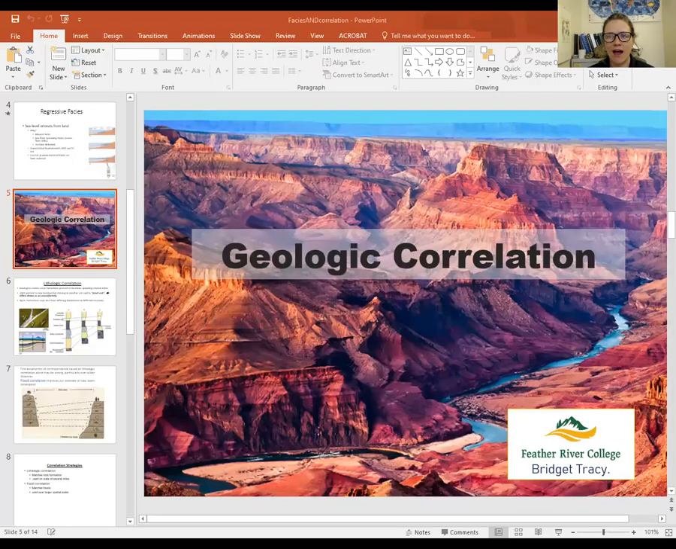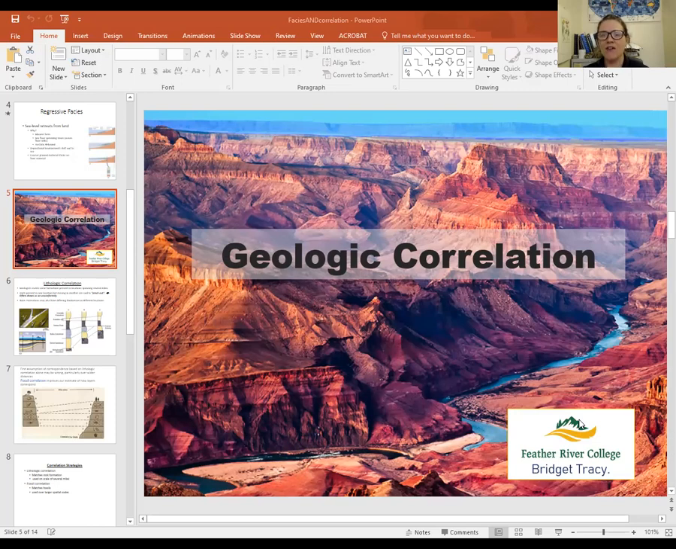Basically, the idea of correlation is figuring out how different layers are related to, or correlated with, layers that are in other areas. Sometimes we might have two layers that are right near each other that match, and so those are a little bit easier to place together.